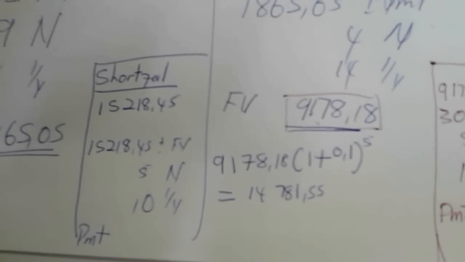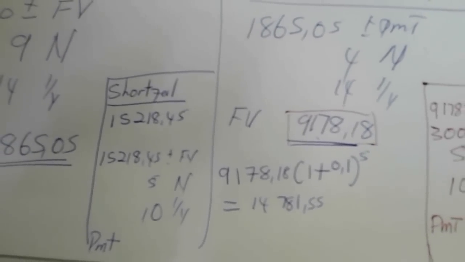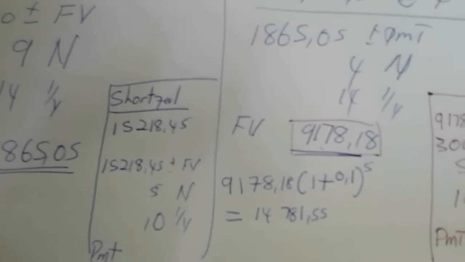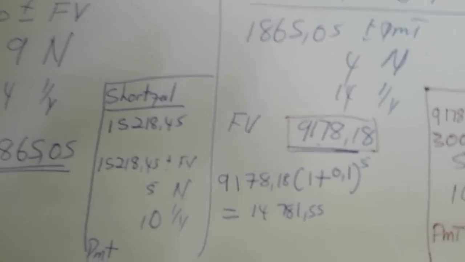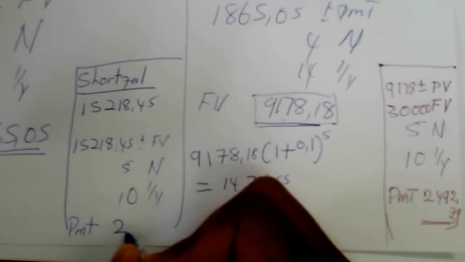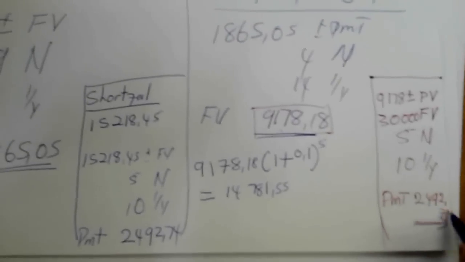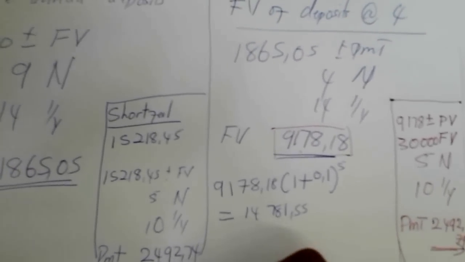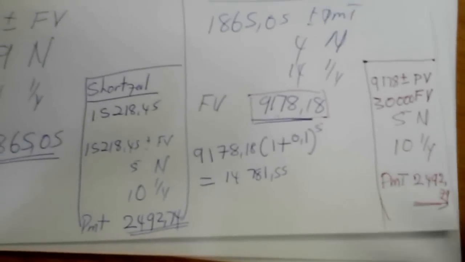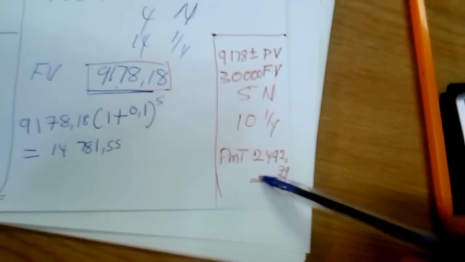So let's go. 15,218.45 plus minus FV. Your 5 is your N and 10 is your I. Then compute PMT. Same answer, 2,492.74. Of course, there will be just a minor difference of 5 cents, but it is immaterial. You see, 2,492.74, 2,492.79.